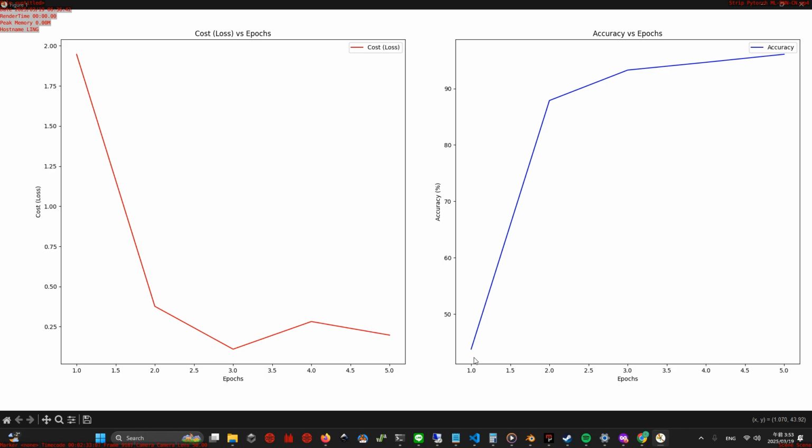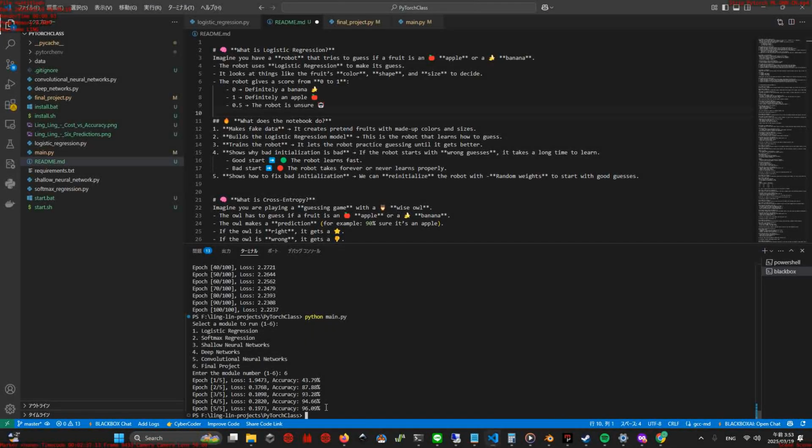And that's it. You've learned how logistic regression, cross-entropy, softmax, neural networks, and techniques like dropout and Xavier initialization make computers smarter. Keep exploring the exciting world of machine learning.